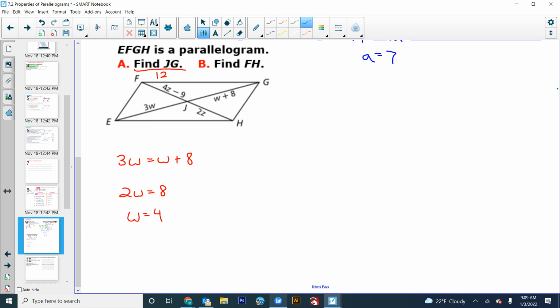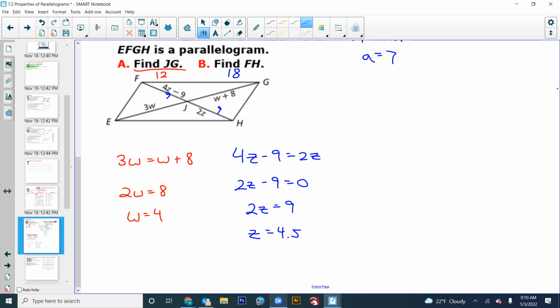Caden, help me out with FH. I did 4z minus 9 equals 2z, and then subtracted 2z from each side, and got 2z minus 9 equals 0, plus 9, and then divided by 2, and z equals 4.5, and I filled it in, and I got 18. That's what I got. You guys agree? Just be careful. This one asked for the whole diagonal. This one asked for half of the diagonal. Just be careful when you plug it in that you're not just finding half of it all the time, right?